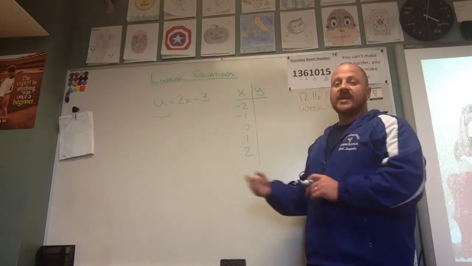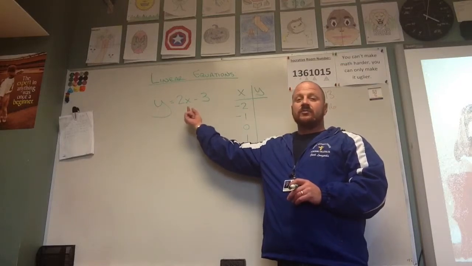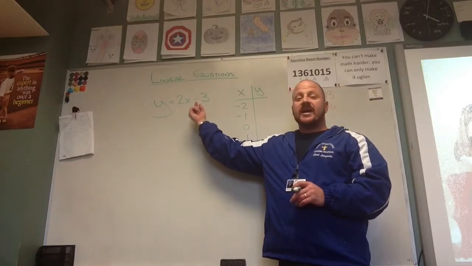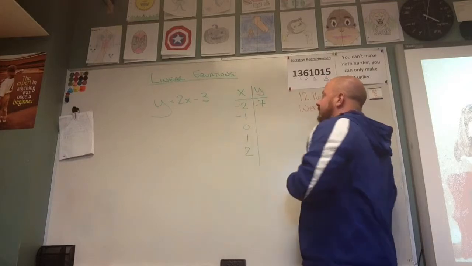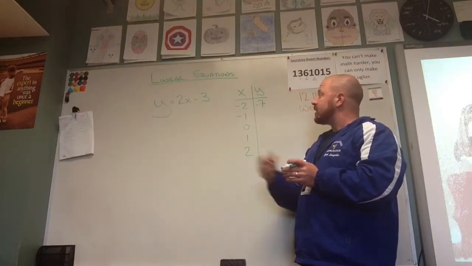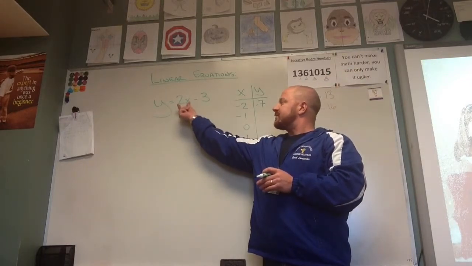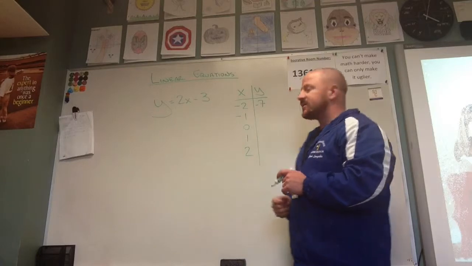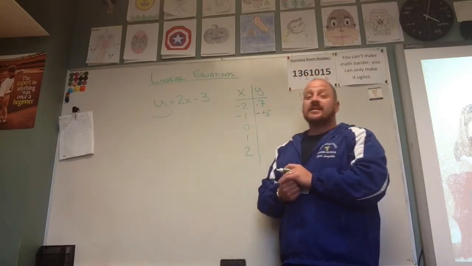So when x equals negative 2, I will get y equals 2 times negative 2, which is going to be negative 4, and then minus 3, which is negative 7. So I'm going to have a y coordinate of negative 7. So my first point that will be on my graph is (negative 2, negative 7). Now similarly, when I go down here, 2 times negative 1 is negative 2. Minus 3 is negative 5.